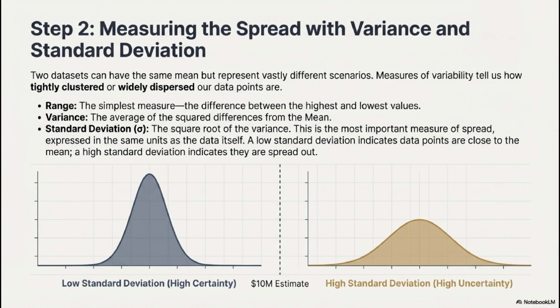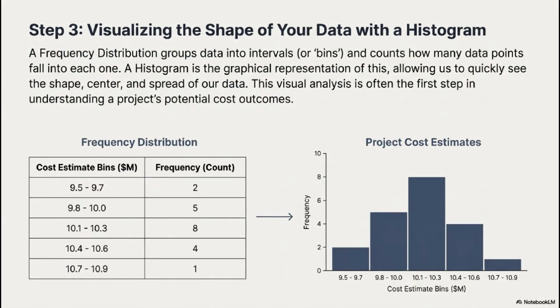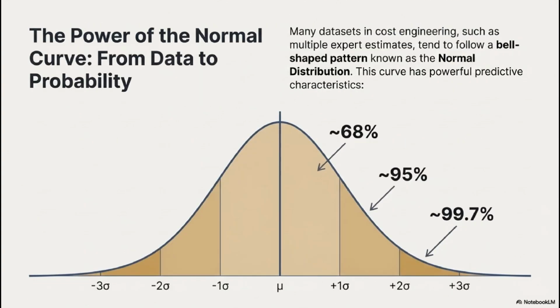That's why we measure the spread, the variability, the standard deviation. It tells you how clustered or dispersed your data is around that average. And in cost engineering, we often see a familiar shape emerge: the normal distribution, the classic bell curve. It's powerful because it's predictable.